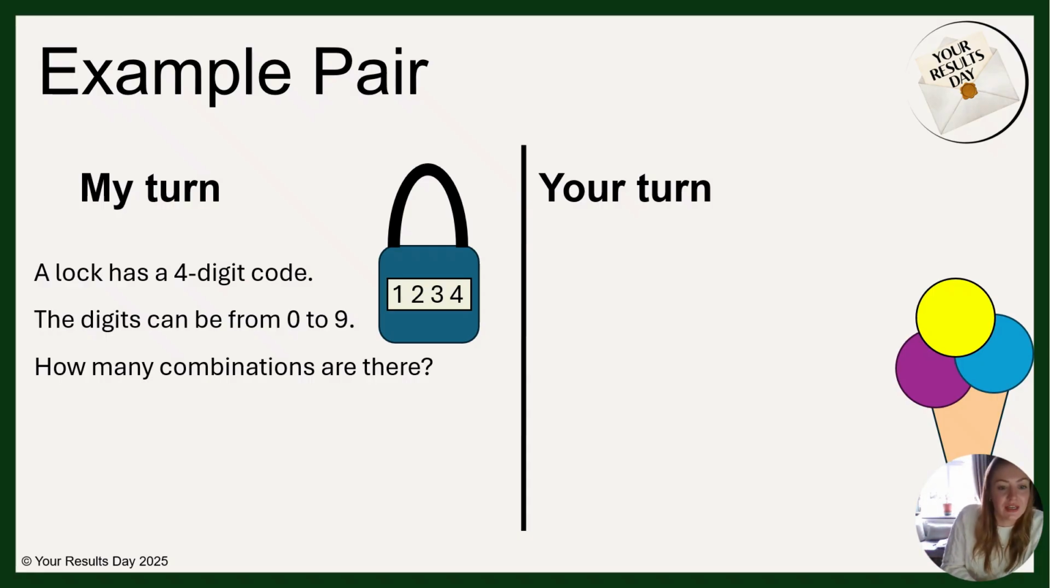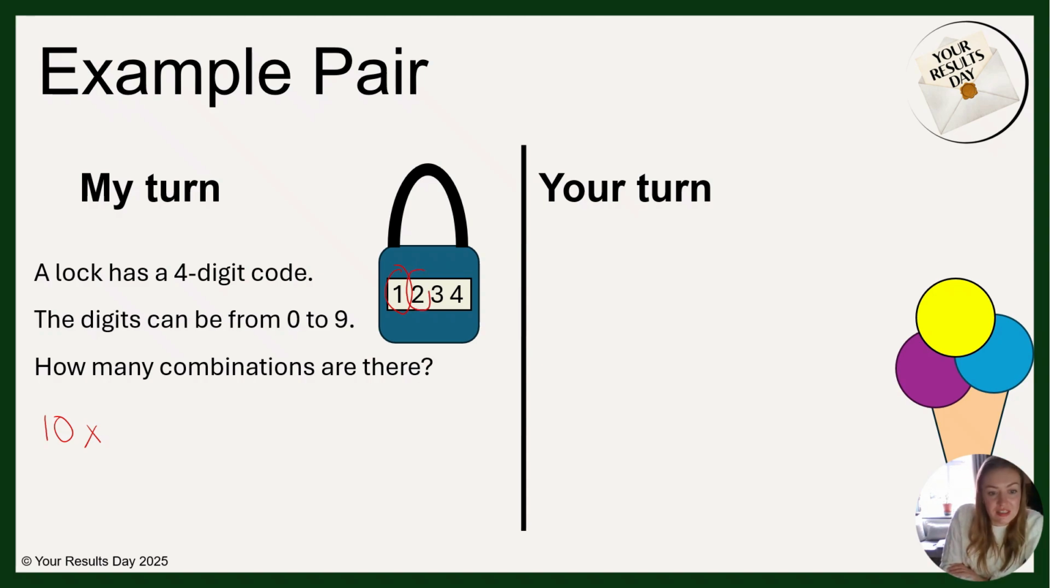With a question like this, the first digit in my lock can be anything from 0 to 9, which is 10 different digits. If you think, you've got 0, 1, 2, 3, 4, 5, 6, 7, 8, 9. That's actually 10 different digits because you've got 1 to 9 and then you've also got the digit 0. So on my first slot on my lock, I've got 10 possibilities.